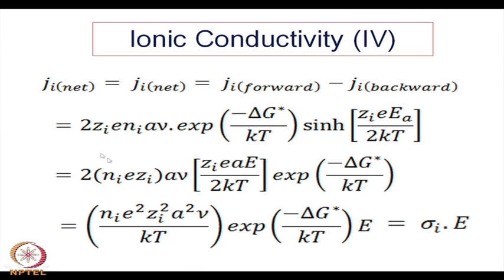The current density is proportional to the applied field. So, if you take the proportionality constant, that becomes sigma. That is what has been written. i means the ith species, particularly the ith species for which the current density, or the flux density, has been calculated.